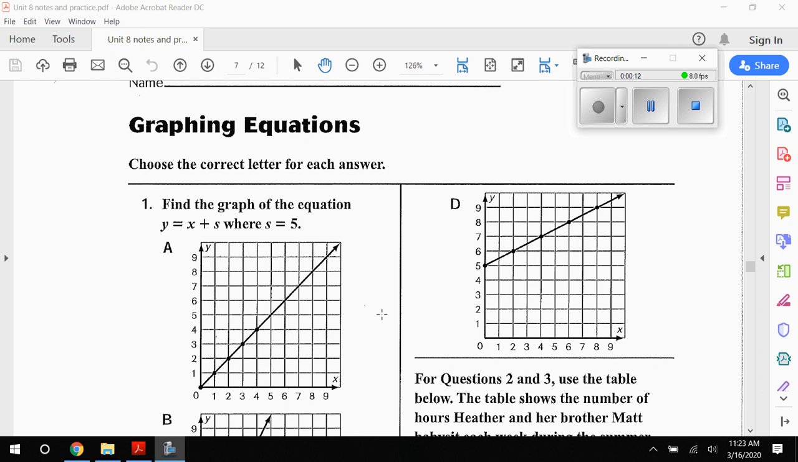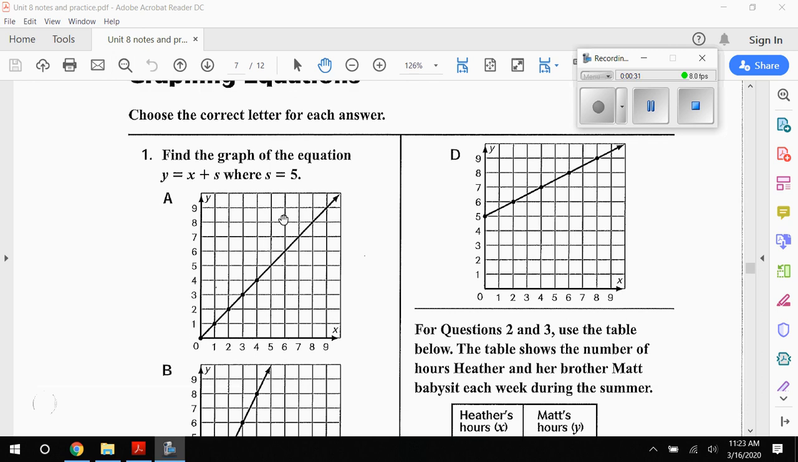Taking a look here, it says find the graph of the equation y equals x plus s, where s is 5. Okay, so this can be really confusing, but I'm going to try to help make it a little bit simpler for you.